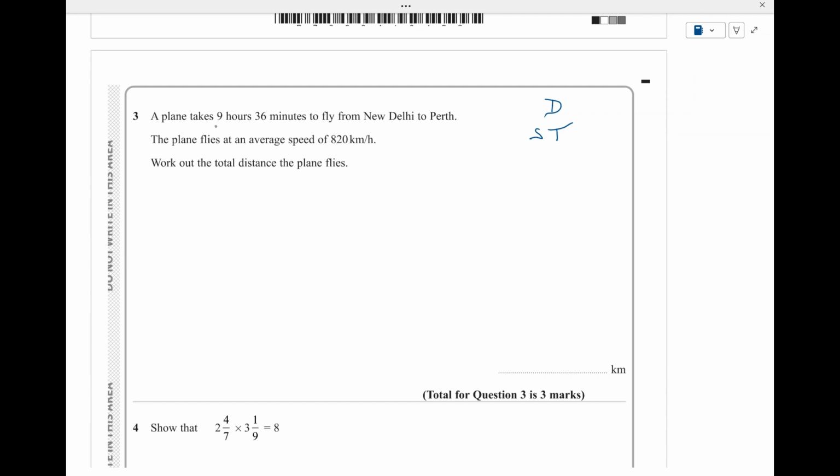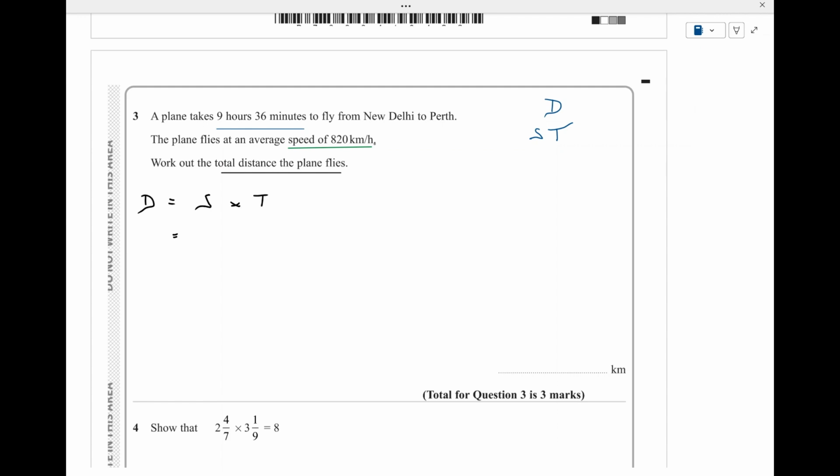A plane takes 9 hours 36 minutes to fly from New Delhi to Perth. The plane flies at an average speed of 820 kilometers per hour. Work out the total distance. Well, to work out distance, looking at my formula triangle, I'm going to need to do speed times time.